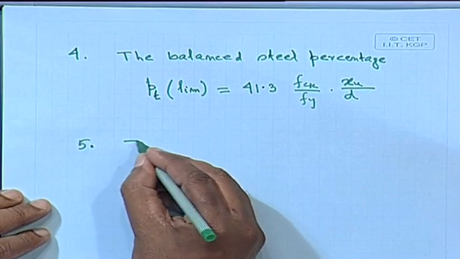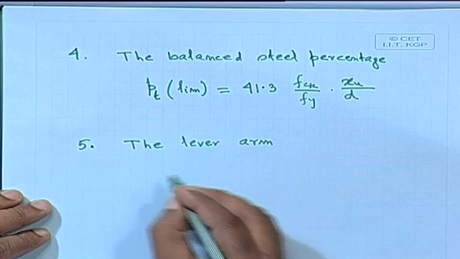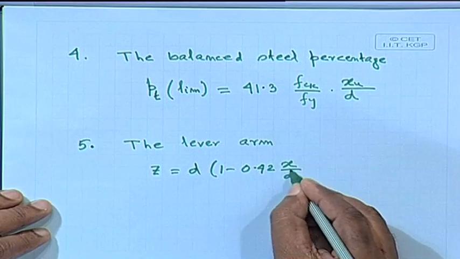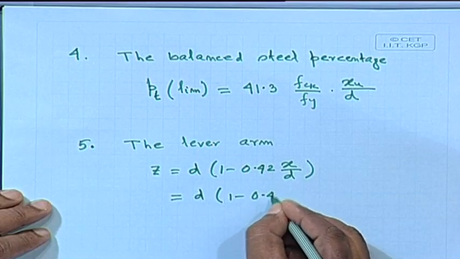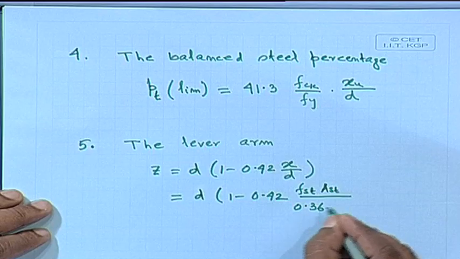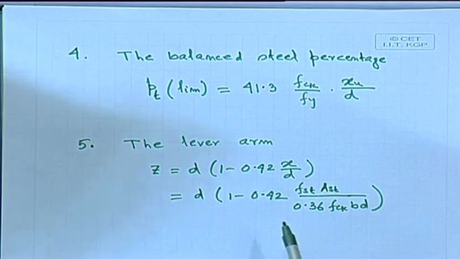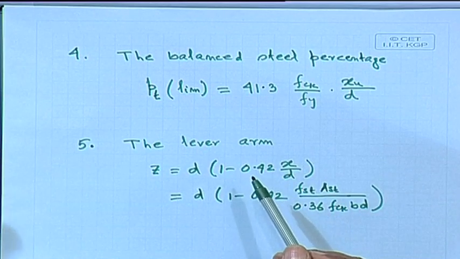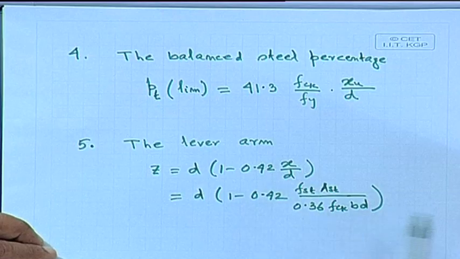The lever arm z equal to d (1 minus 0.42 x by d) equal to d (1 minus 0.42 Fst Ast divided by 0.36 Fck b d). So, we can get the lever arm and then we can continue. If we know z, we can find out the area of steel also, if it is required. Okay.